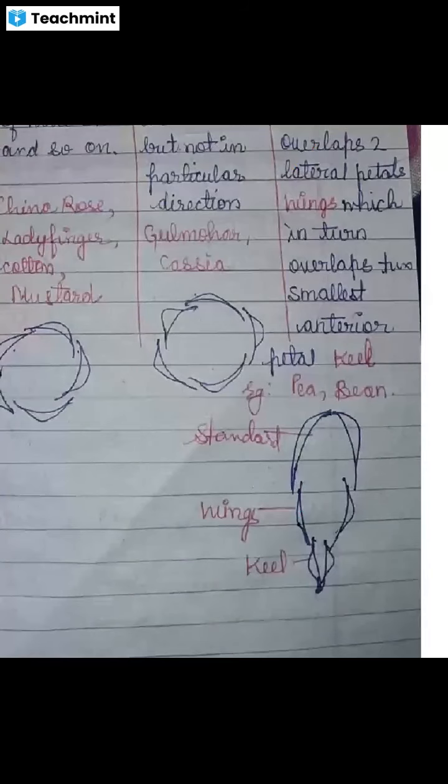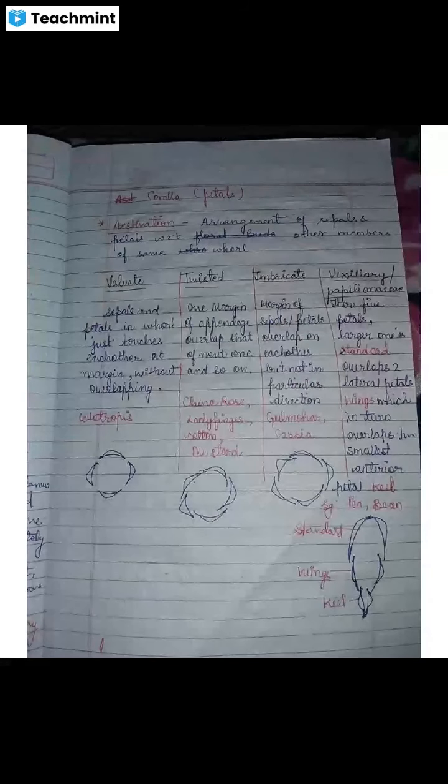Okay. Then we have aestivation, about the corolla. The next part is the corolla, the petals. What is aestivation? See, the arrangement of sepals and petals with respect to the other members of the same whorl is called aestivation. We have mainly four types of aestivations: valvate, twisted, imbricate, vexillary or papilionaceous.